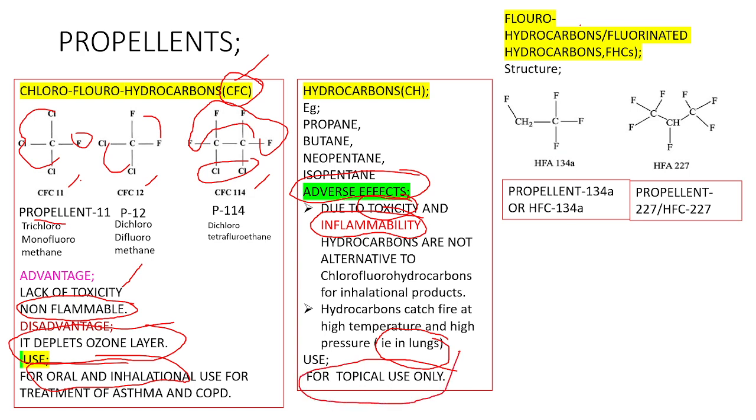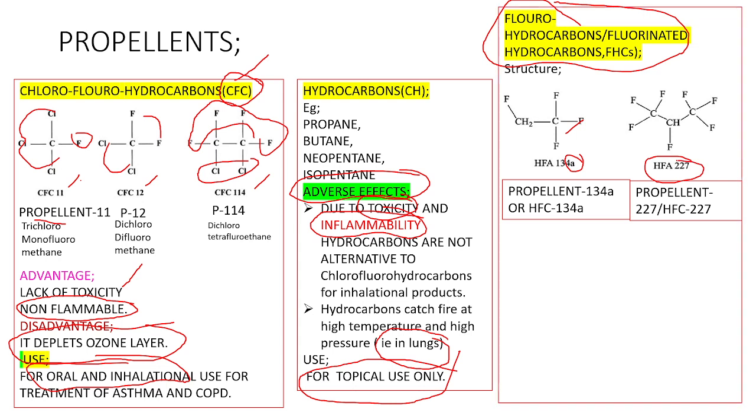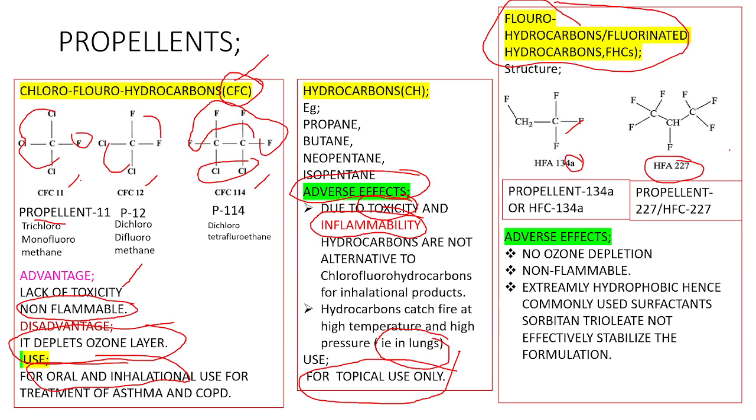Next one is the fluorine-containing hydrocarbons, which we can call fluorinated hydrocarbons. Examples are propellant 134a, where the a denotes an asymmetric isomer, and propellant 227. The advantage is that they do not cause ozone depletion and do not have flammability. Hence, they are non-flammable and non-ozone depleting.